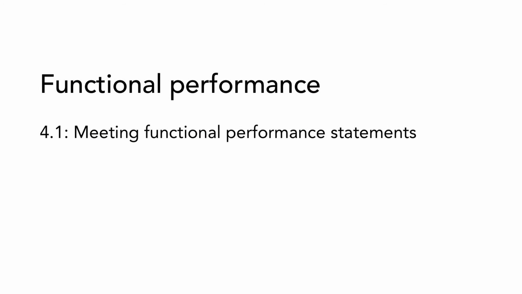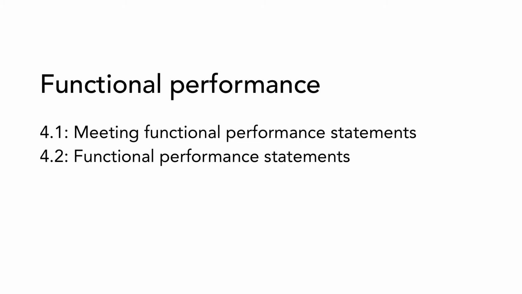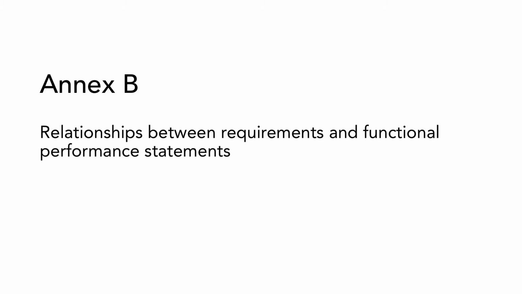There are only two subsections in this chapter. The first subsection is how to meet the functional performance statements. The second one describes the different abilities of users and why you need to consider these when procuring or designing ICT products and services. Then we are going to talk about how you can use Annex B to understand the relationship between the technical requirements and the user needs.